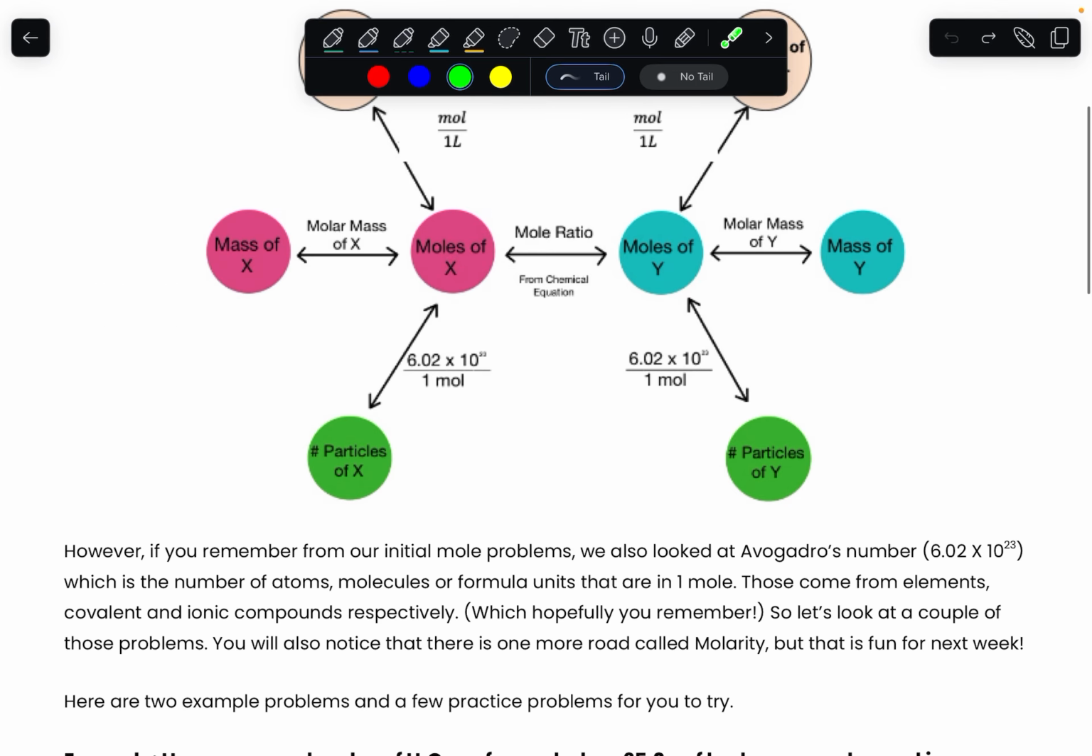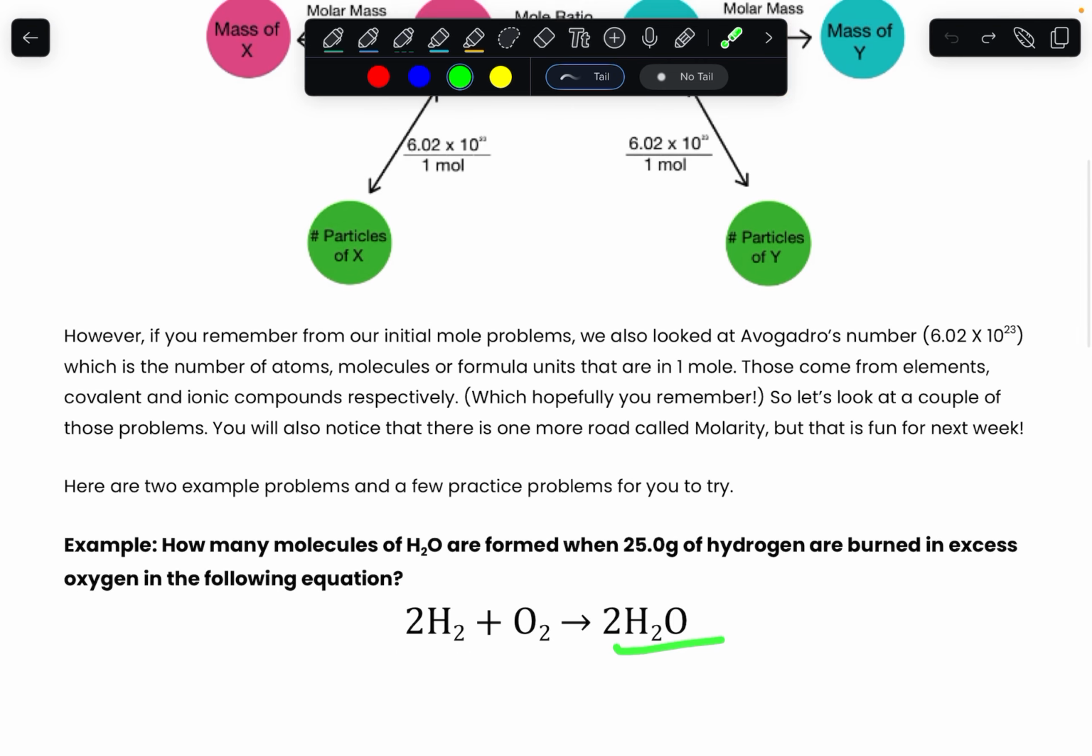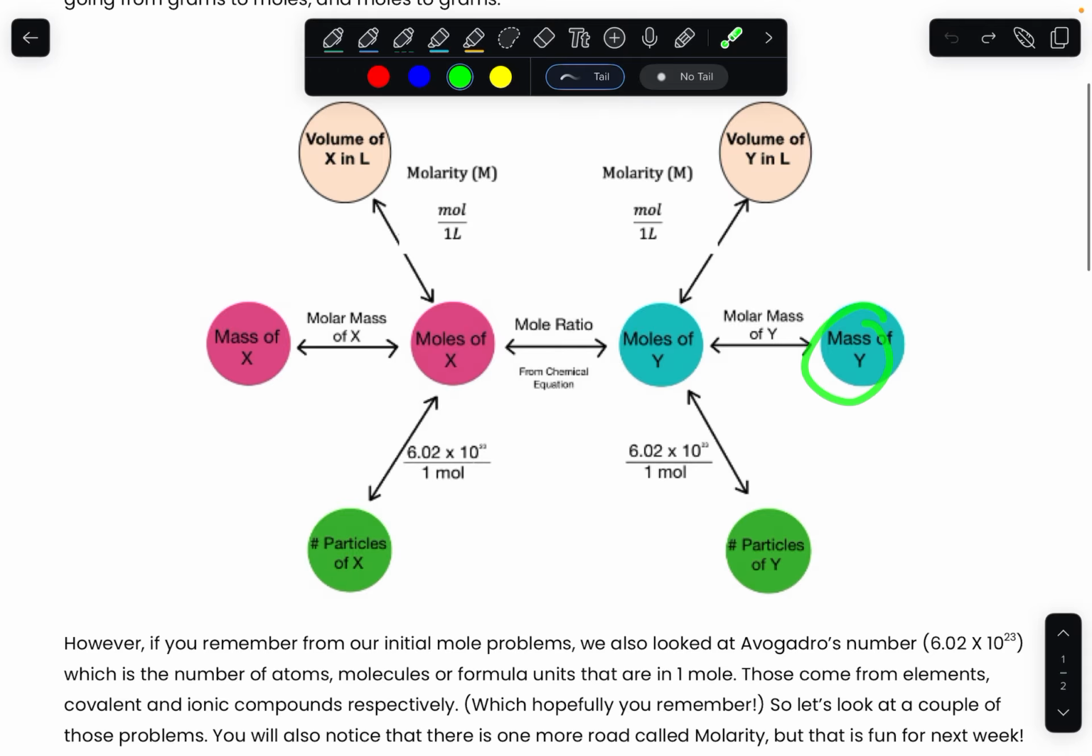So what we've been doing is going from a mass of X into moles of X, which would be the hydrogen, into moles of the other substance, which in my example would be something like the water here, and then into a mass of water.